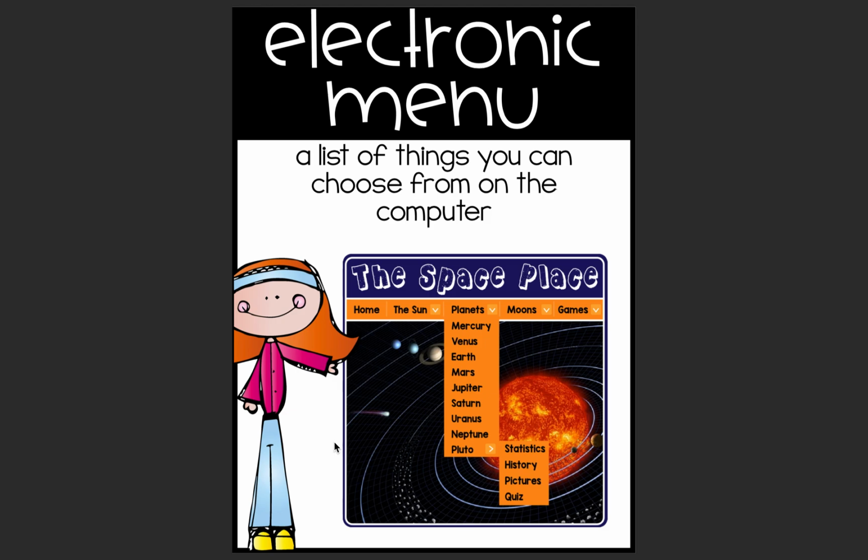Electronic menu. So if you're reading something online, you might come in contact with something called an electronic menu. And this is a list of things you can choose from on the computer. So this is the space place, and under planets, this is the electronic menu for it. So it's talking about all the different planets. And then if you clicked onto Pluto, you could click on Pluto's statistics, its history, pictures, or you could also do a quiz.